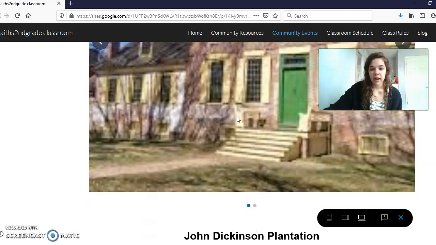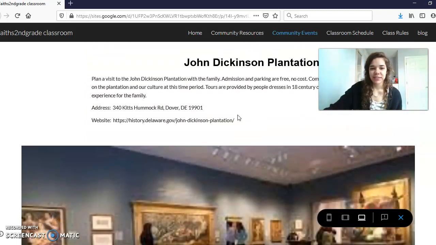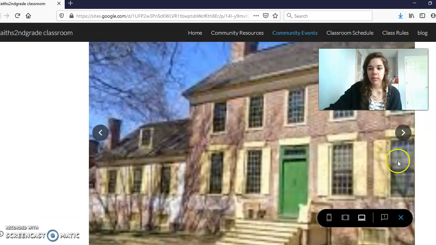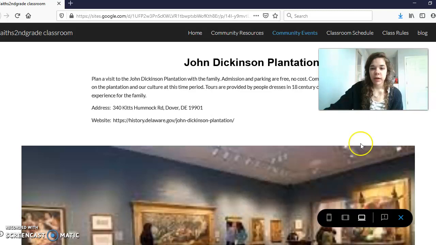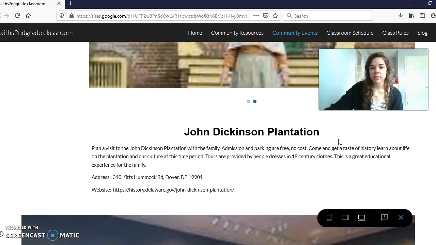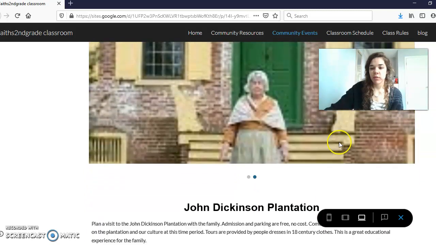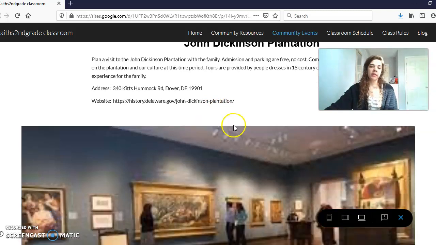And then next I have the John Dickinson Plantation, and this is a place where you can learn about history. It's free admission, free parking, there's no costs. They have tours that are led by people dressed up in 18th century clothes to make it feel more authentic, and they give you a lot of tours and information about the culture and life at that time, and the address as well as the website.